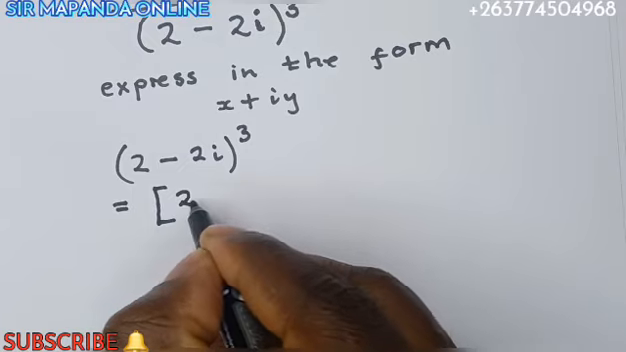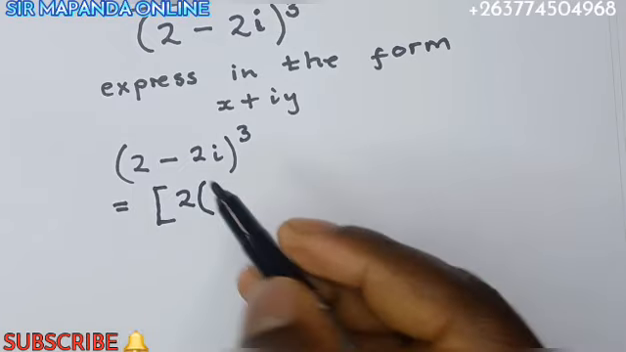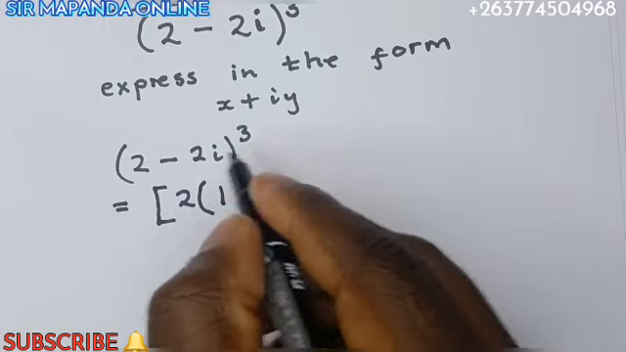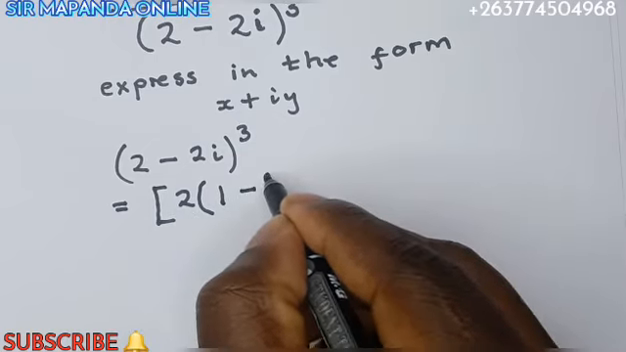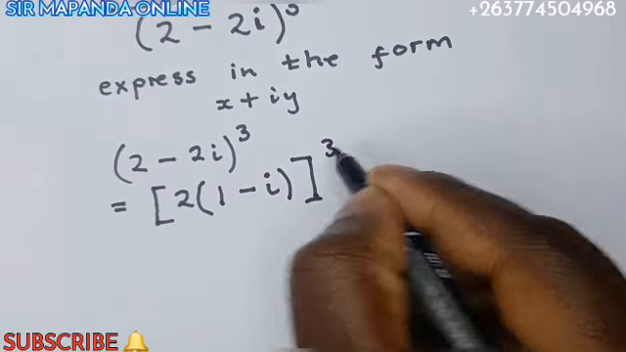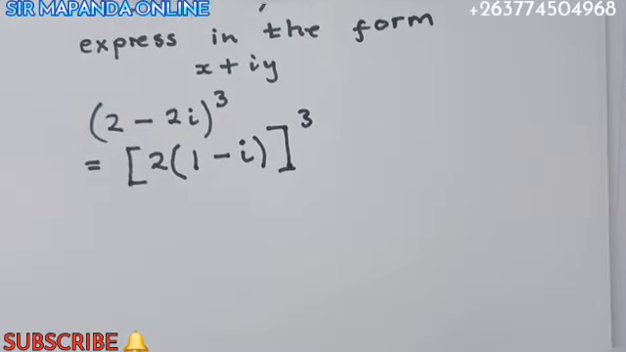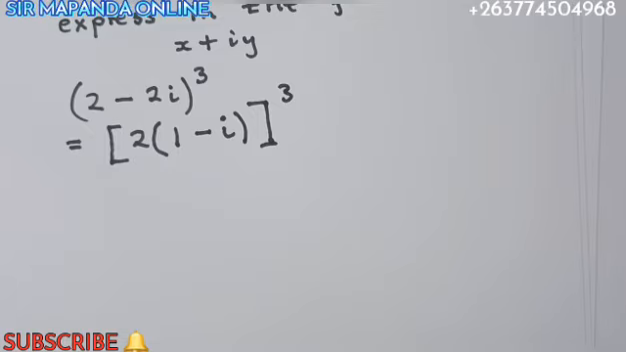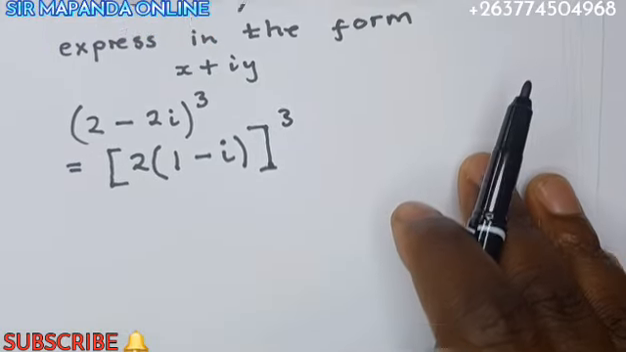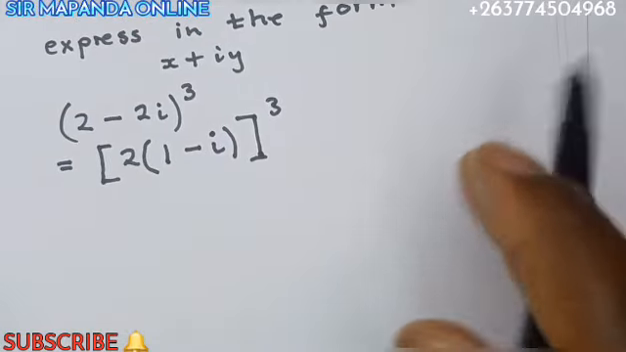You factor out 2 outside the bracket. Then you say 2 into 2, you get 1. 2 into −2i, you get −i. Then you close your bracket, raise everything with power 3. I hope you are following. So we now need to make 1 − i to be a common bracket with 1 + i.